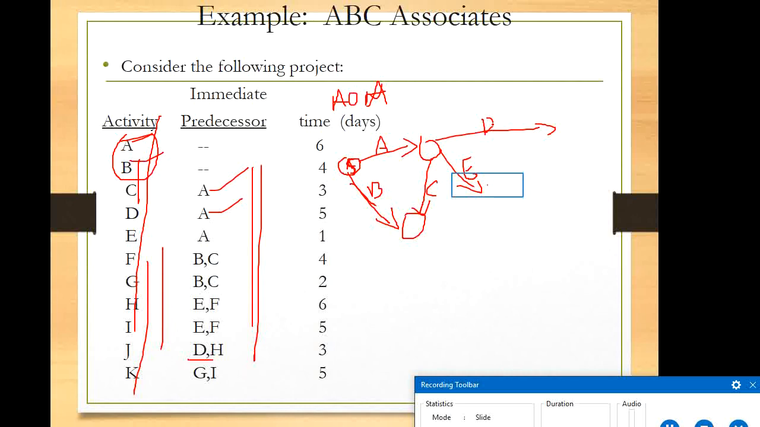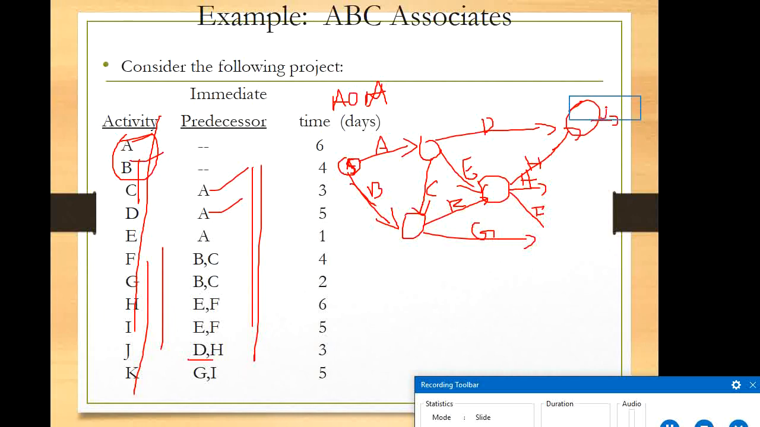F commences after completion of B and C. Then G after B and C. Then H after E and F. Then I also after E and F. Then J after D and H. So here J will come, from D and H.